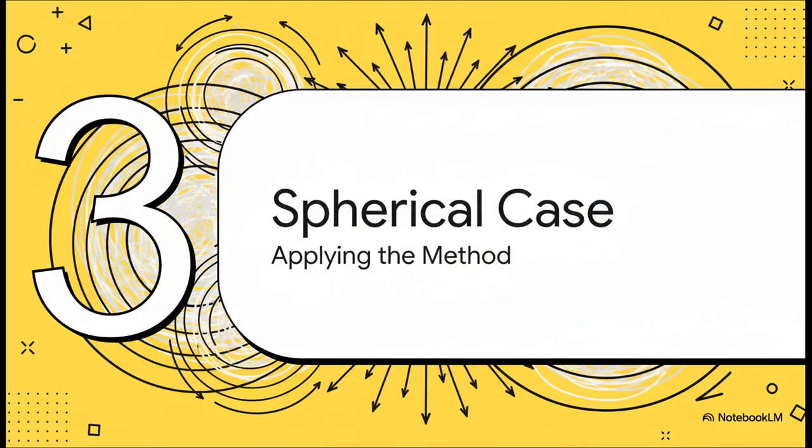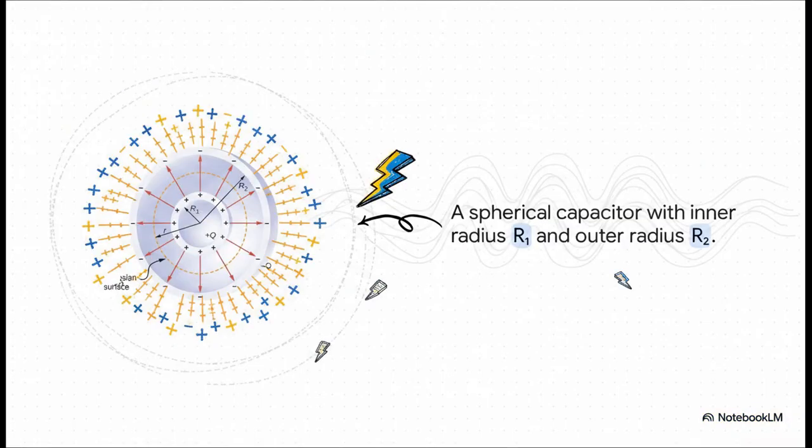We're going to apply the exact same 4-step process, but this time to a system with spherical symmetry. The process is identical, but the calculus will look a little bit different. So here's our new system, 2 perfectly concentric conducting spherical shells. The inner shell has a radius r1, and the outer one has a radius r2. And, you guessed it, we'll put a charge of plus Q on the inner shell and minus Q on the outer one.